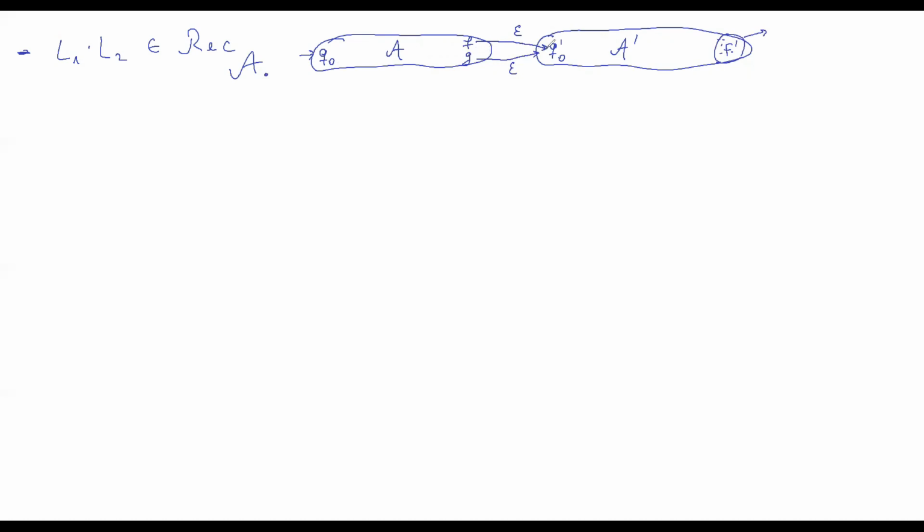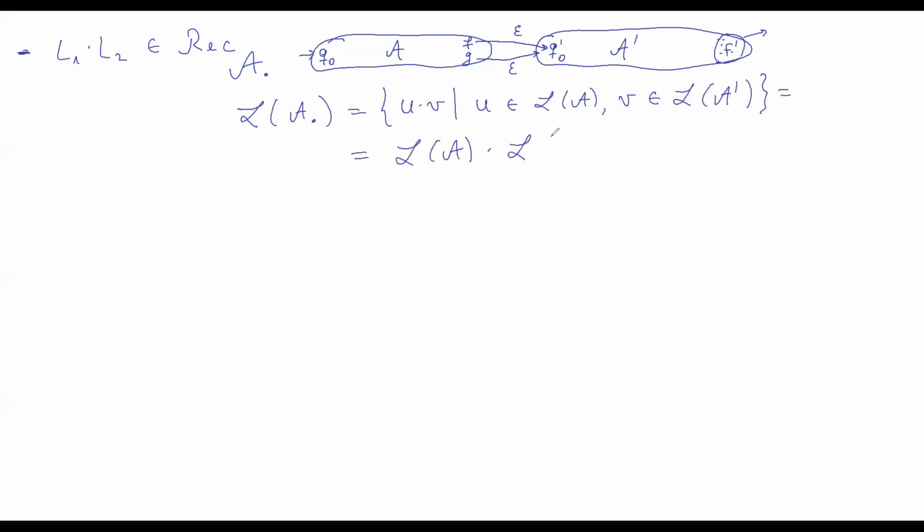And then you have an epsilon transition, and the second automaton has to read and accept the second part of your input word. So with this argument, it's easy to see that the language of this automaton is really made of words of this type, U concatenated with V, U being in the language of A, and V being in the language of A prime. And that's exactly the definition of the language of A concatenated with the language of A prime, which is exactly L times L prime, which is what we wanted to prove.